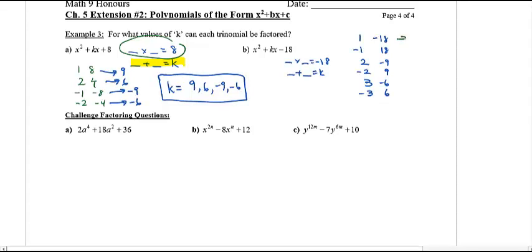Adding things together, I guess I get -17, I get +17. I get -7, I get +7. I get -3, I get +3. So k must be ±17, ±7, or ±3. Those are the only 6 combinations that will allow you to factor this trinomial x squared plus kx minus 18. Okay?